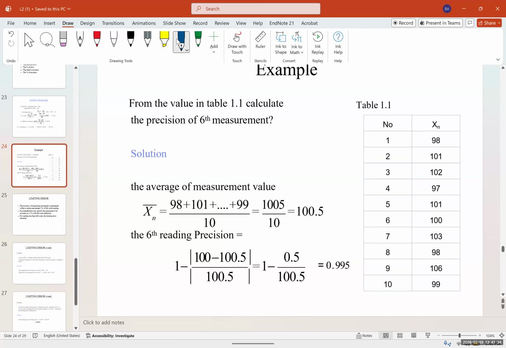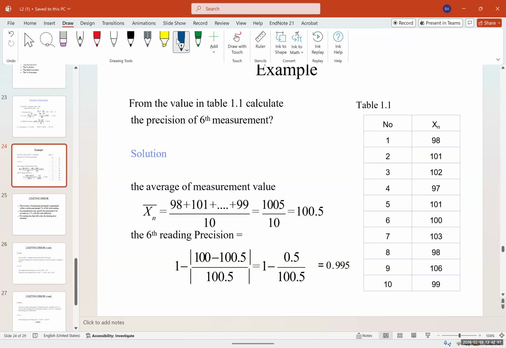Now, next example, imagine we have multiple measurements and we want to find the precision of the sixth measurement. To measure the precision, we first need to find the average of the measured values. So how many measured values do we have? We have 10. We're going to add all of them and divide by 10. That gives us our average measured value, which for this particular example is 1005 divided by 10, giving 100.5.